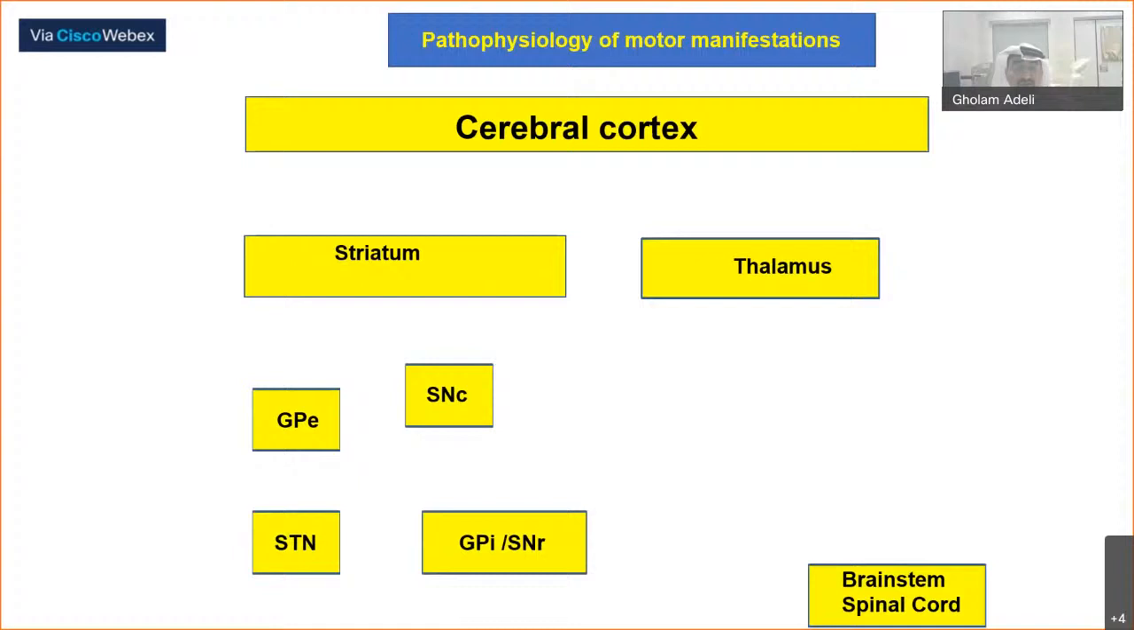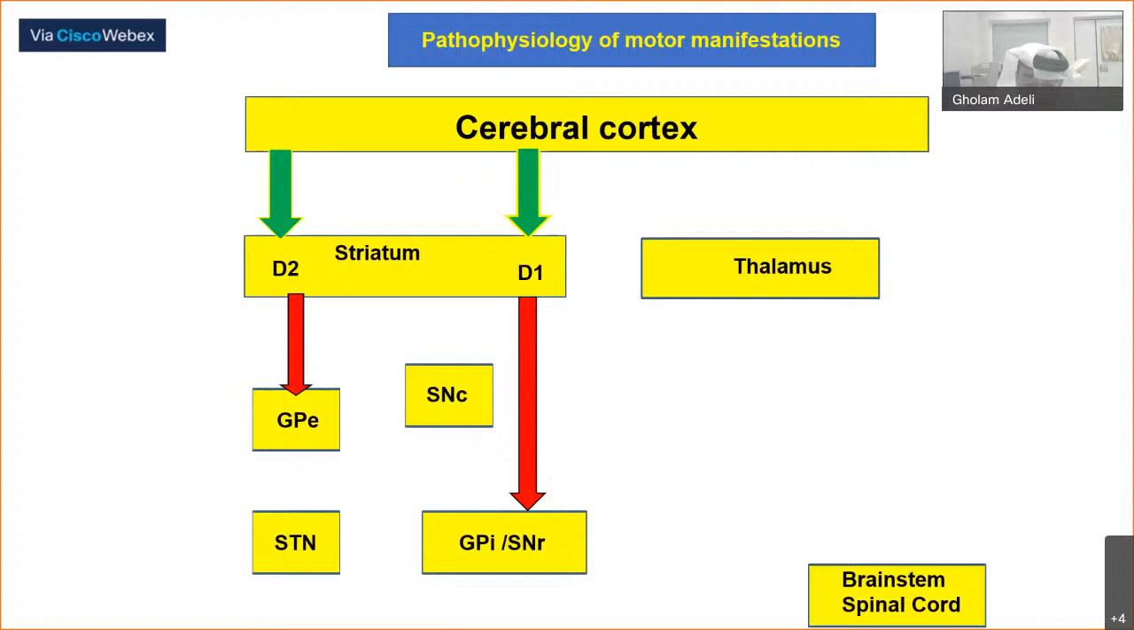To simplify it, the cerebral cortex sends a stimulatory signal to the striatum, the D1 and D2 neurons. The D2 neurons, when they receive this stimulation, produce an inhibitory effect on their targets, which is the globus pallidus externa or interna, or the substantia nigra reticulata. Suppressing the reticulata and the globus pallidus interna is a good effect, because this is the one responsible for suppressing the thalamus. When the thalamus is suppressed, the cortex will not get feedback and cannot function.